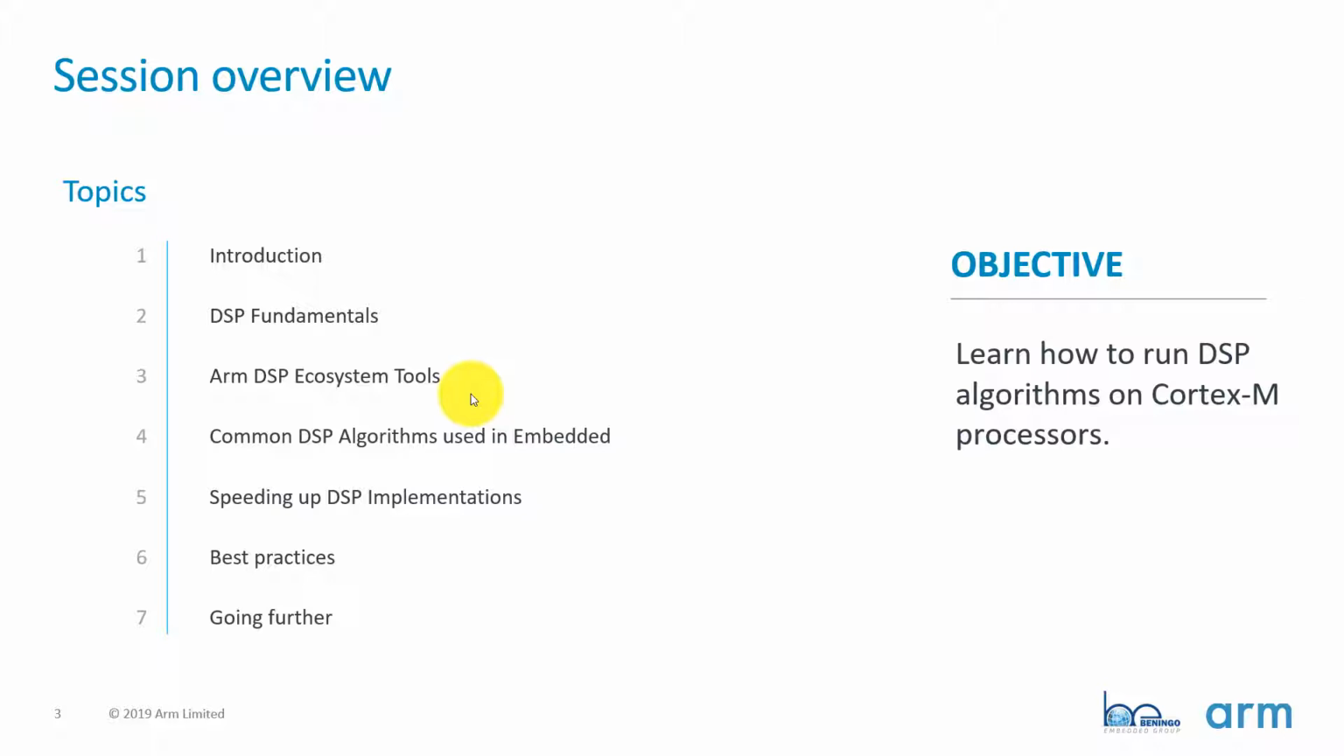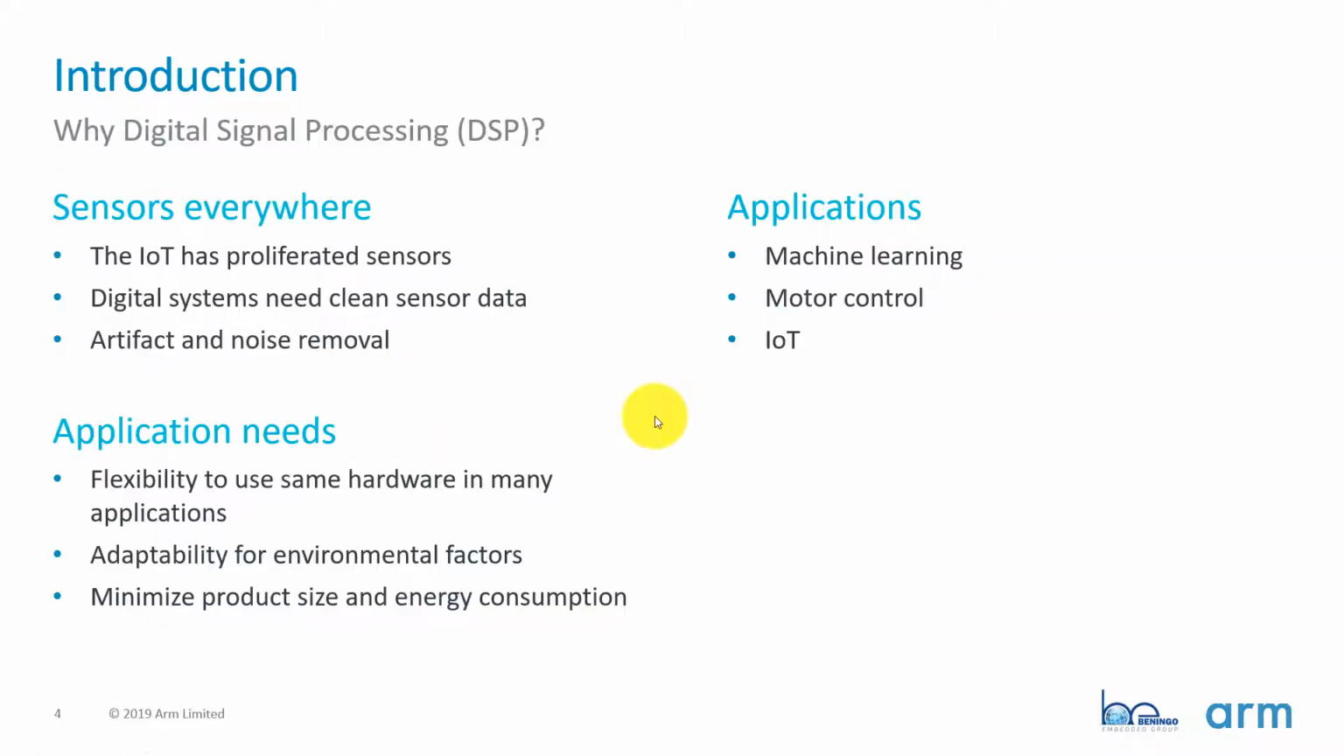We'll talk about some of the common DSP algorithms that are used in embedded systems and how those apply to some of your applications. Then I'll talk about some of the ways that we can go about speeding up these DSP algorithms on an Arm Cortex-M processor. So we're going to talk about some of the optimization techniques and how we can use the CMSIS-DSP library in our applications. And then finally, I'm going to close with a couple of best practices and then provide you with some information on how you can go further and learn more about how to run your DSP algorithms on the Cortex-M processor.